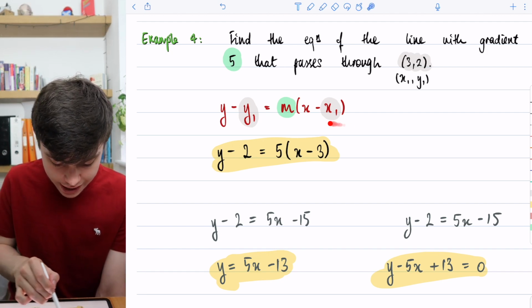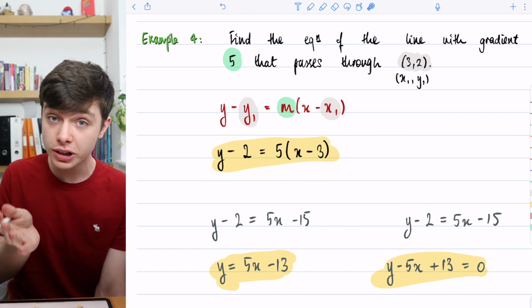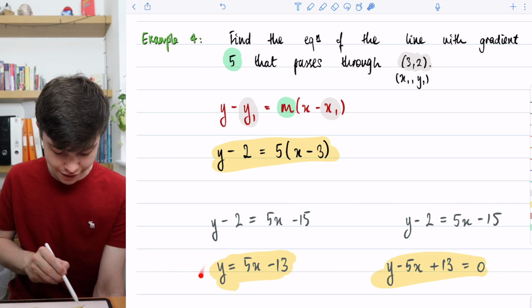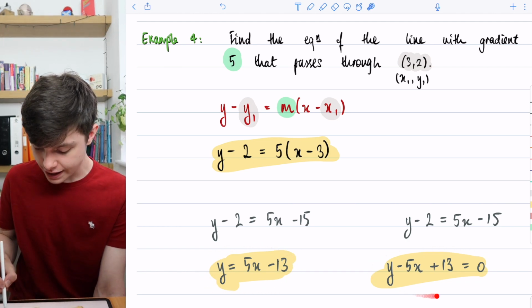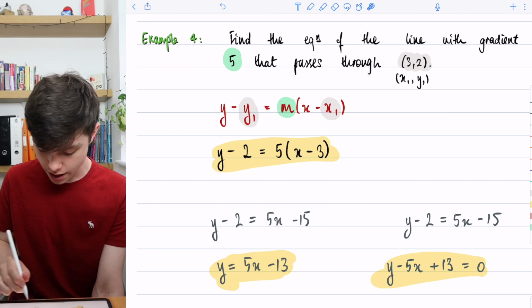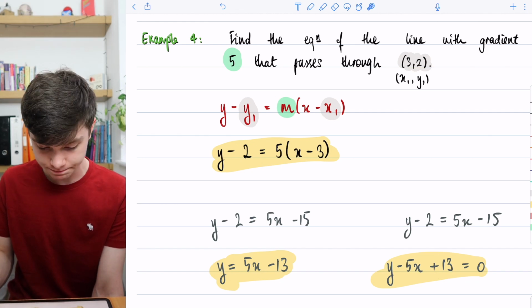Okay, so we can have this here. We don't need to do any simplification or expanding unless they specify. You could have it in our general mx plus c form, or we could have it in our integer form. Okay, all of our numbers here are integers, as you can see. 1, minus 5, and 13.